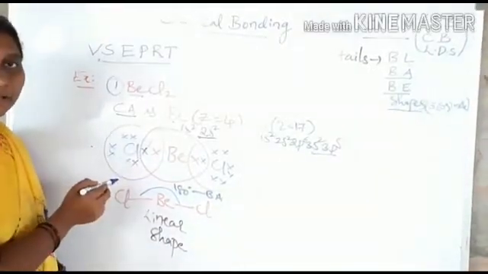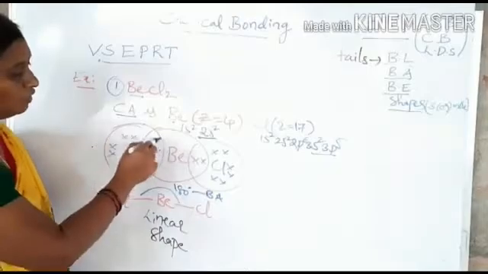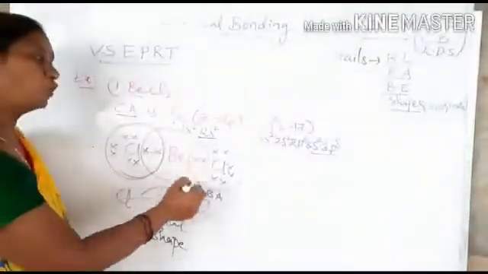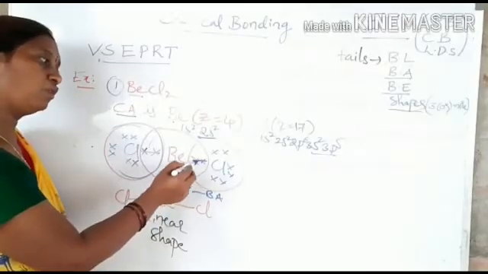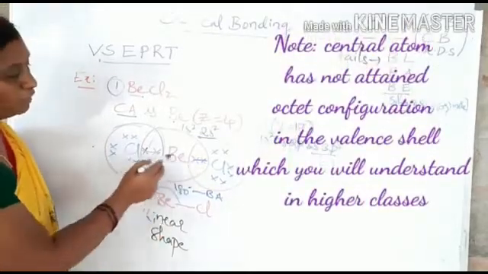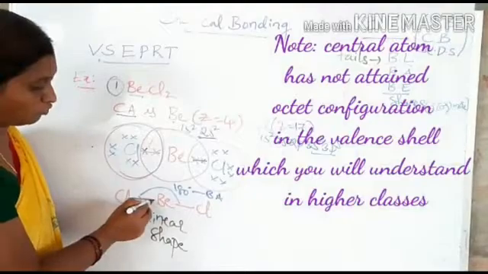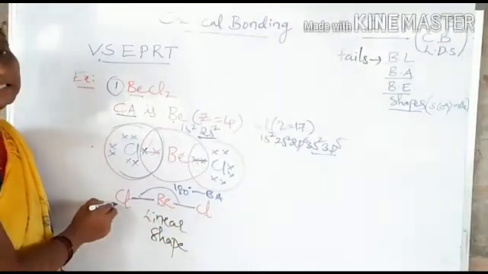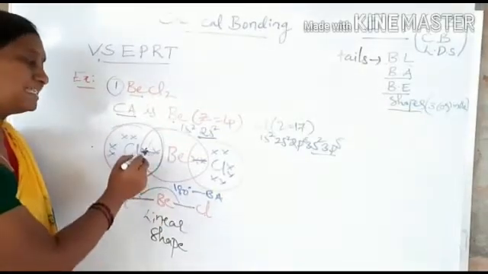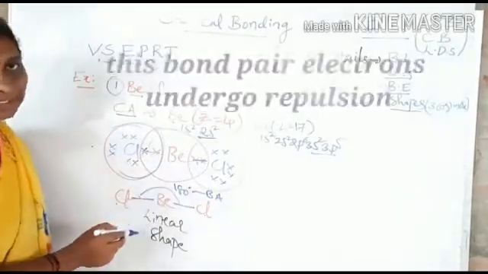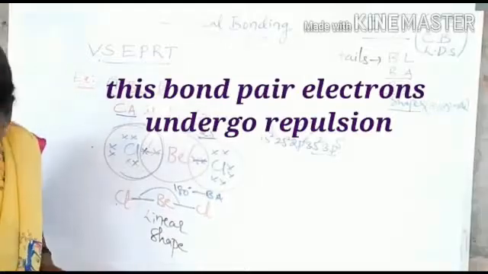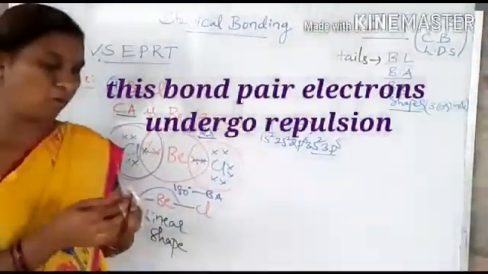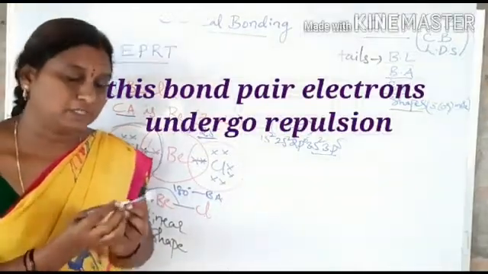So chlorine, in order to get the octet configuration, shares 2 electrons between the beryllium and chlorine, and this chlorine also shares 2 electrons, one of chlorine and the other of beryllium. Because of this sharing, 2 covalent bonds are formed between the central atom beryllium and one chlorine and also the other chlorine. These 2 bonds have electron pairs that are bond pairs. So there is a repulsion between the bond pair electrons, as you already know these electrons have negative charges.